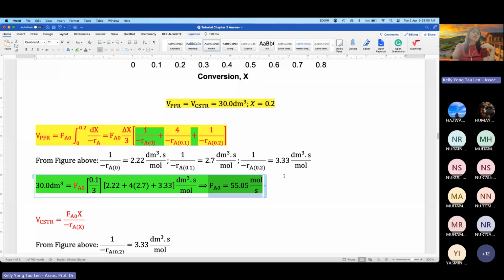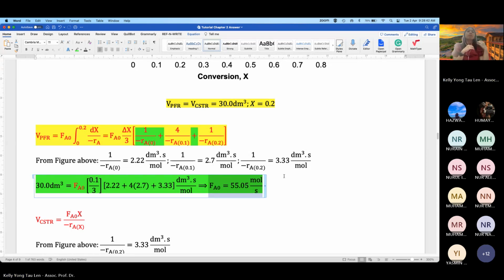At this stage, the questions are actually not that difficult, but no longer straightforward, because previously you just found volume, but now you're finding another variable. So what is the scenario? Imagine you have a reactor already available in your plant, with a volume of 30 dm cube, and you have determined that the conversion you would like to achieve is 0.2, 20%. You would like to know how much your inlet molar flow rate shall be, because you have to prepare it. From this equation, the inlet molar flow rate you have to prepare must be 55.05.